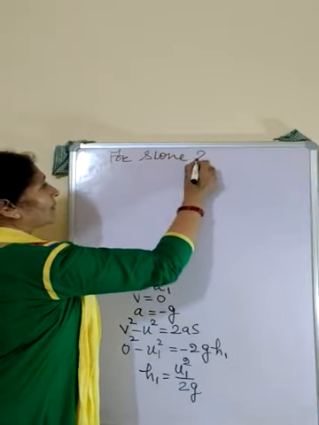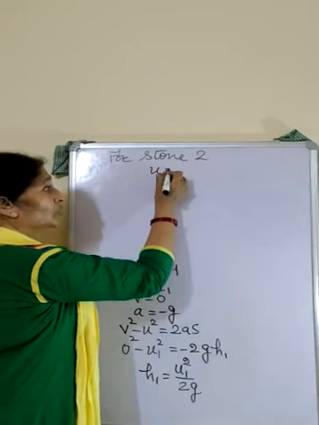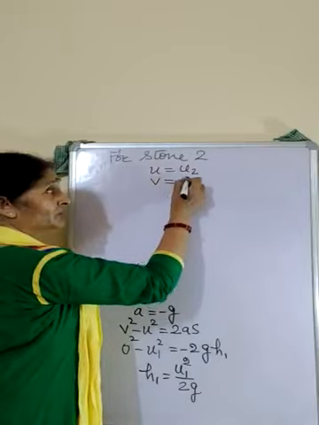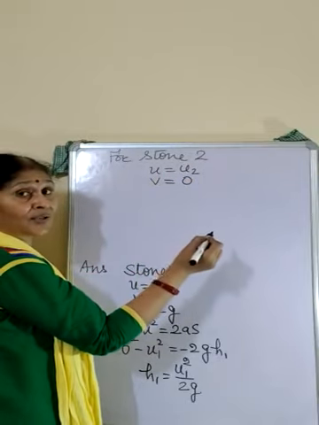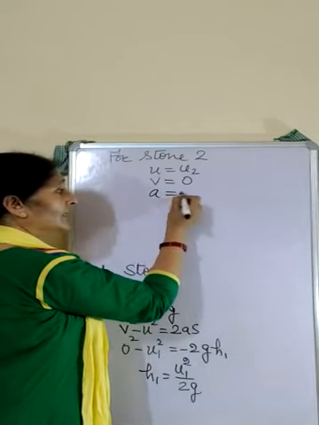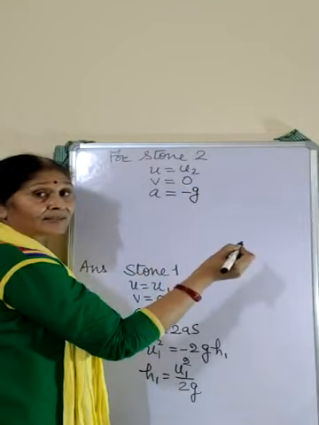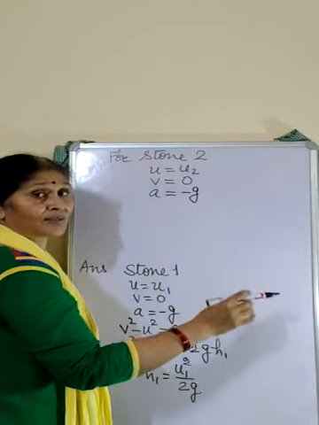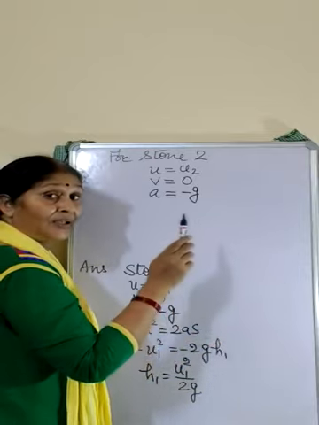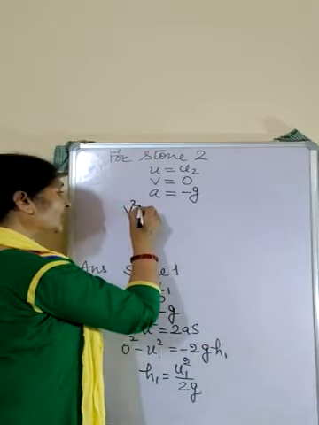The initial velocity for stone 2 is u2. Final velocity will be 0 because this stone also achieved the maximum height. Acceleration in this case also will be minus g because the acceleration is acting in downward direction and motion is in upward direction. They are opposite to each other, therefore the acceleration will be negative.